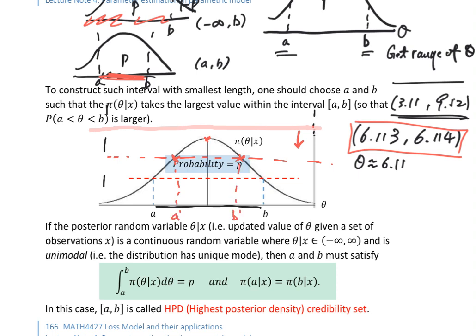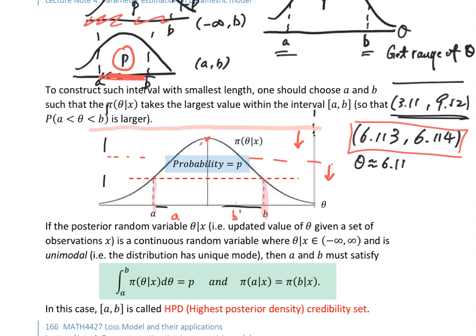Then you consider this region, and you can find this area, which is the probability that theta is between A prime and B prime. Because you want to make this area equal to P, you just keep on lowering the line until at some point this area reaches P. Then that will be the best interval that we are looking for.